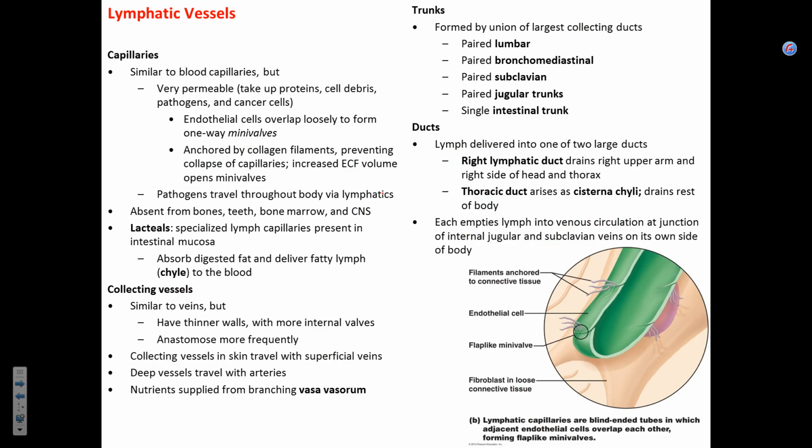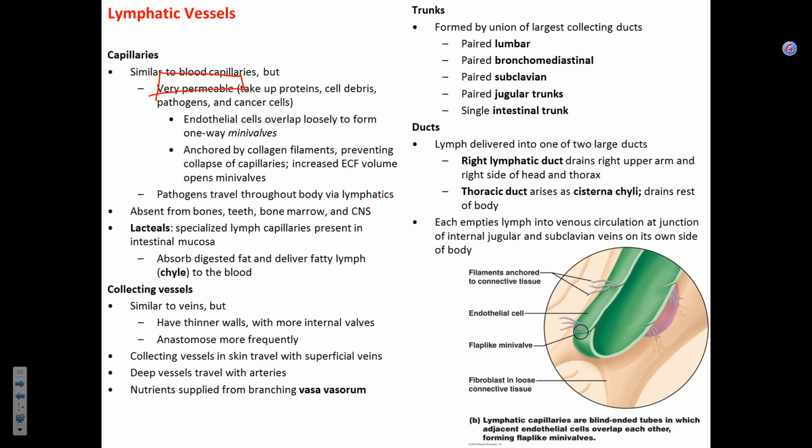So vessels, capillaries. Lymphatic capillaries are very similar to blood capillaries. There are some differences though. First of all, extreme permeability. That permeability allows them to take from tissues things like dead cells or pathogens, right?